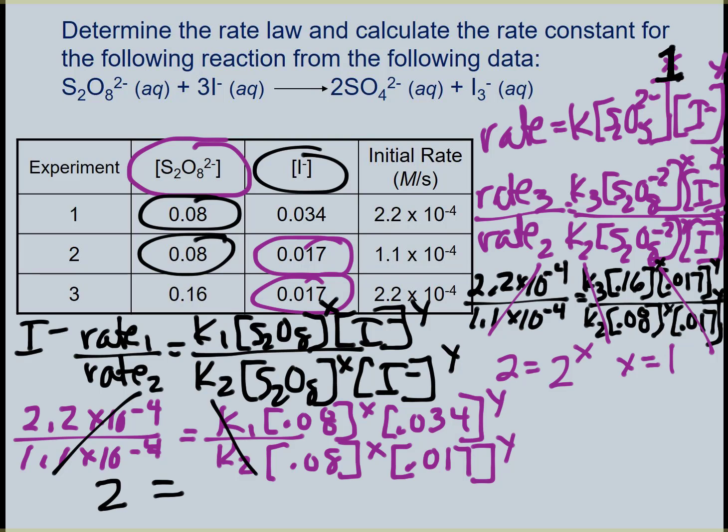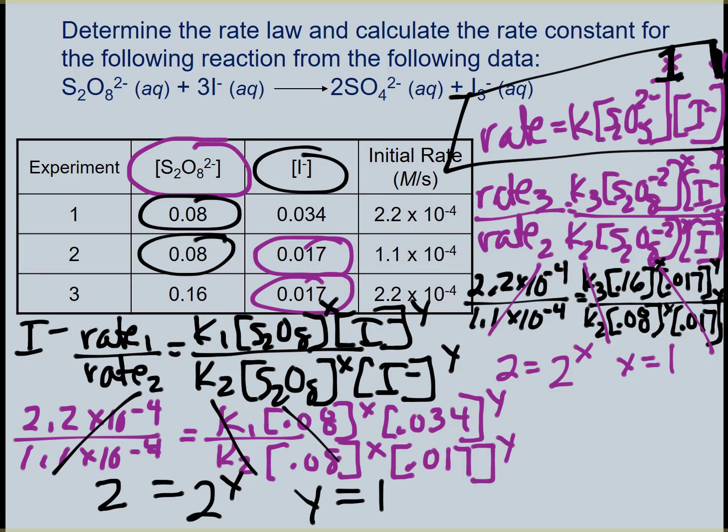My rate law constants cancel. I can cancel out those 0.08 to the X. And I have 0.034 divided by 0.017. So that would be a 2 to the Y. Y is equal to 1. So I can write my rate law from this. And I'm just going to use the one I have above that. Y is a 1. So there's my rate law.